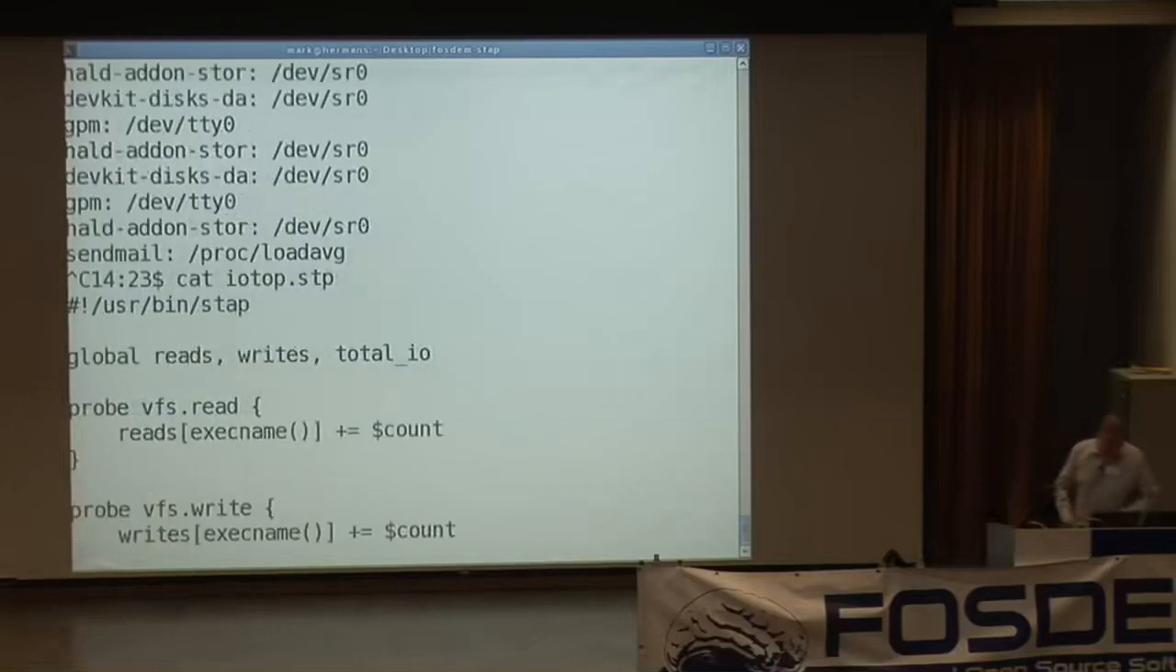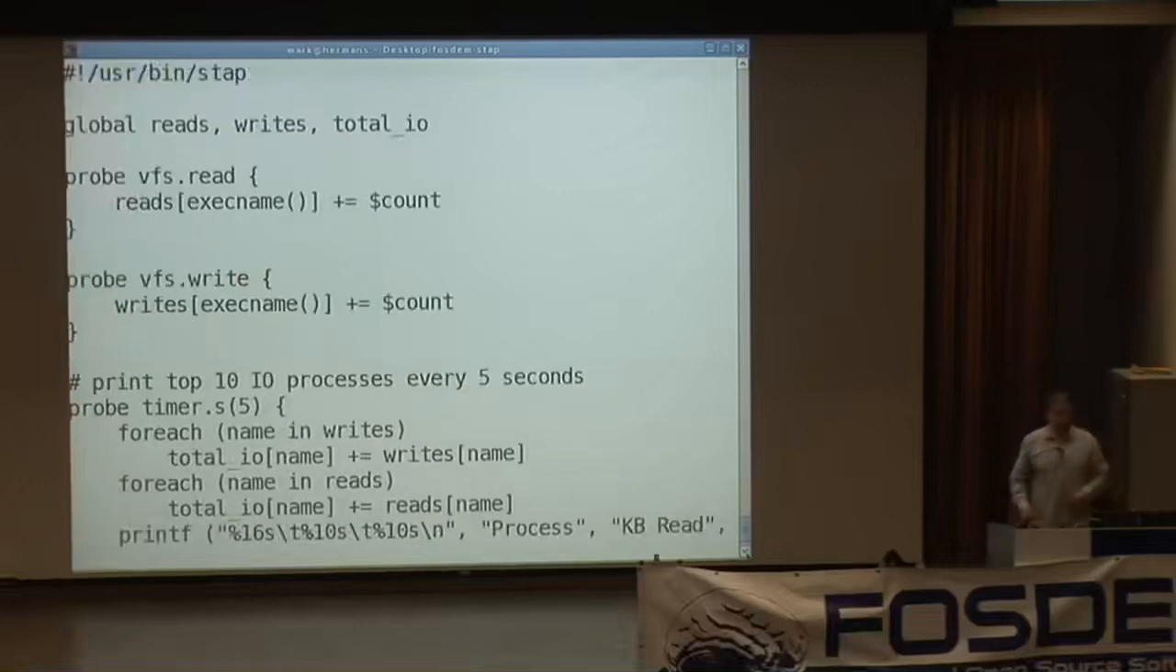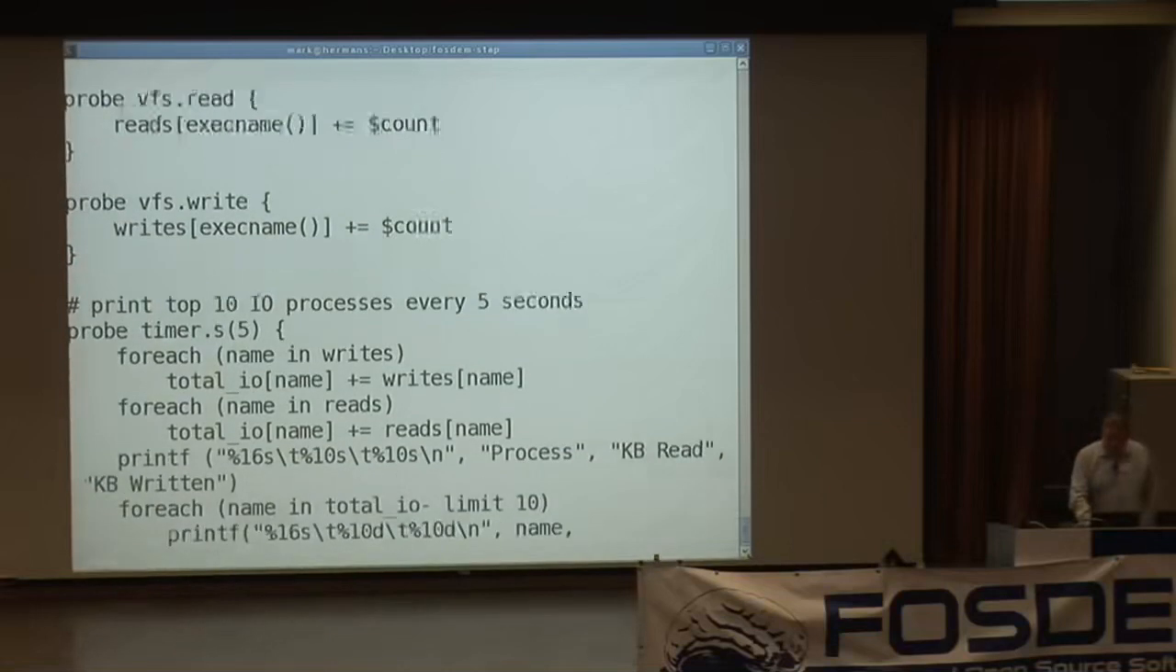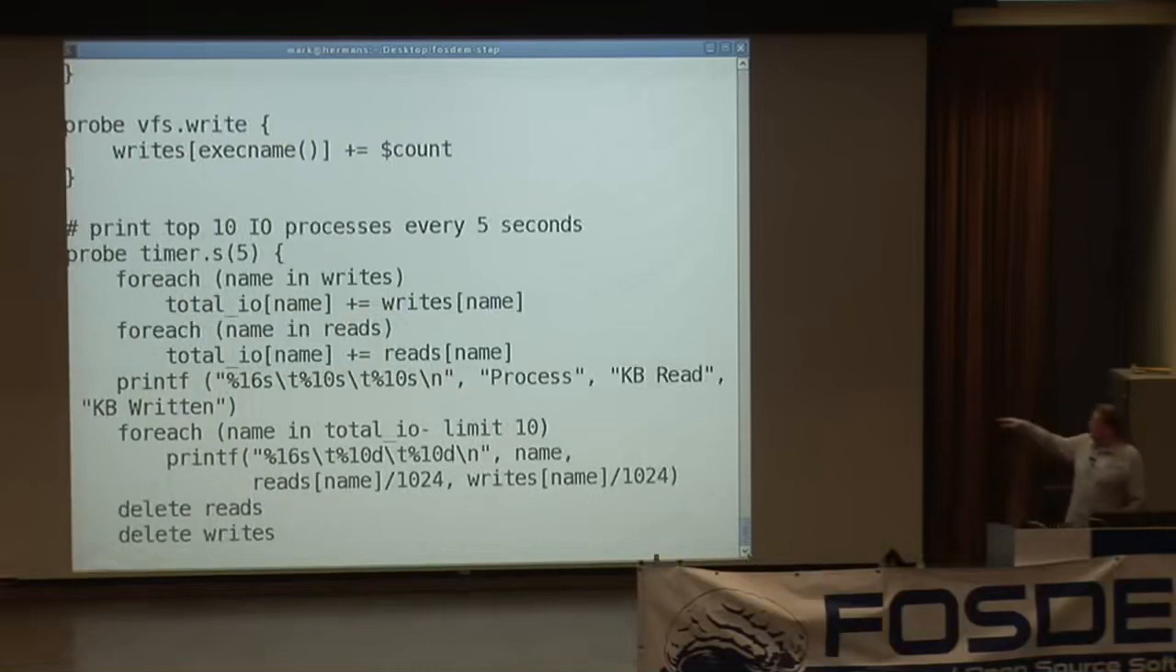Screen is a bit small, but the idea of this script is that you have some globals, which are actually associative arrays, and for every virtual file system read and virtual file system write, for each executable you add the count of what they were reading and writing. And then you see a timer-based probe, which we don't use as a probe, but now as outputting all the data we collected. So we go through the names in the writes and through the names in the reads. We create totals, and then we print everything, and then we clean up.